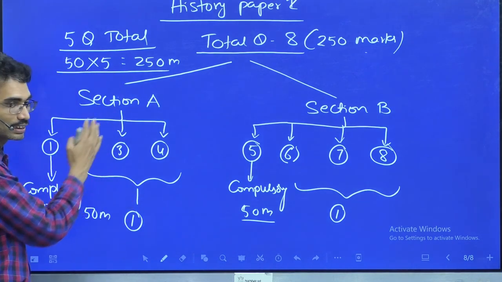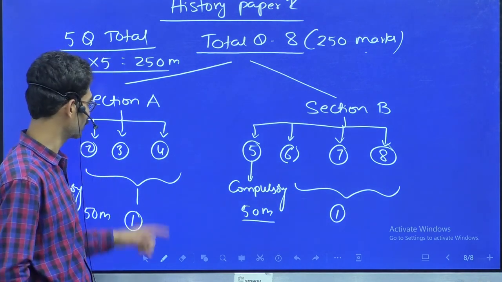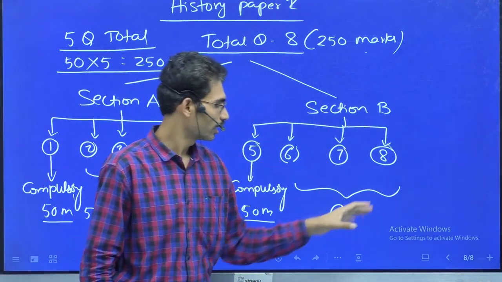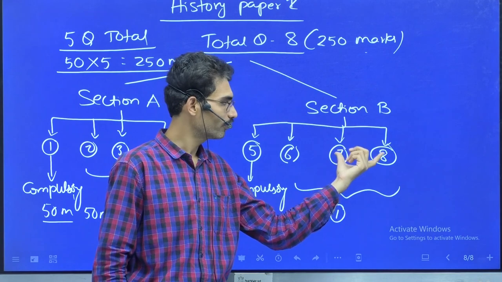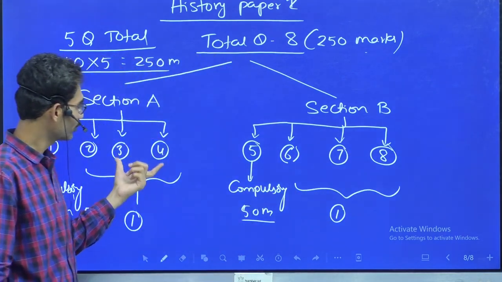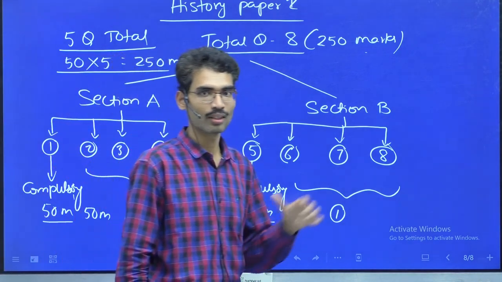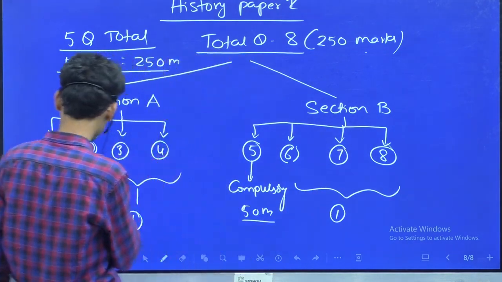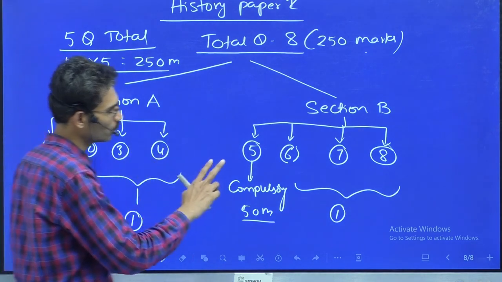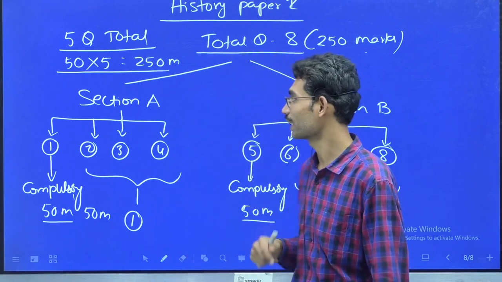Minimum 2 from section A, minimum 2 from section B, and that remaining 1 question you can choose. If you are comfortable with that 5th question, here you can choose that. Or if you are comfortable in section A, that 5th question, you can select. So this is what: minimum 2 questions from section A and section B should be selected.